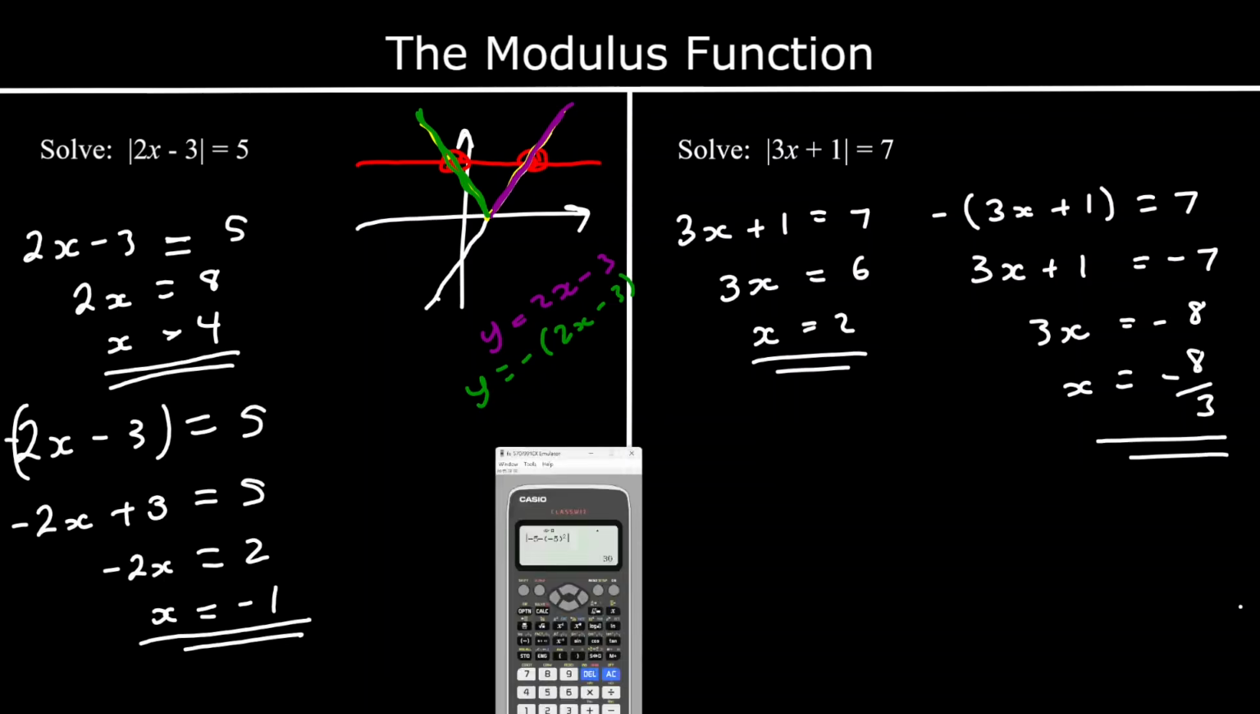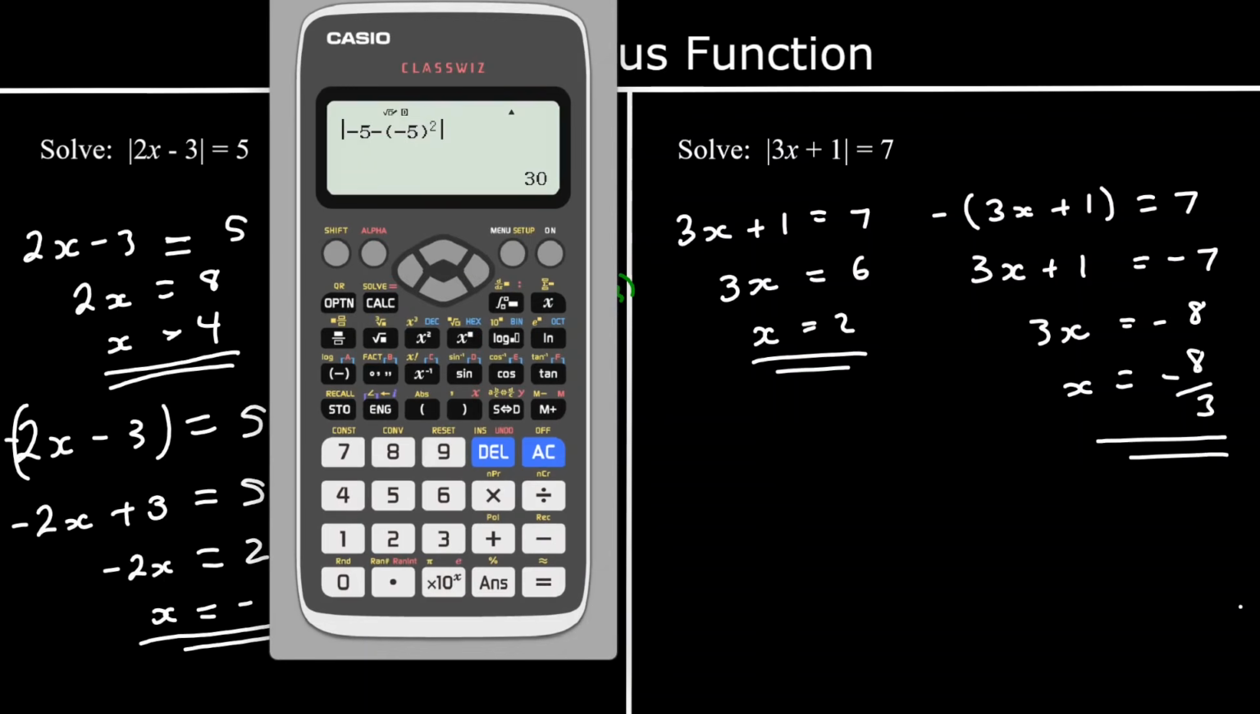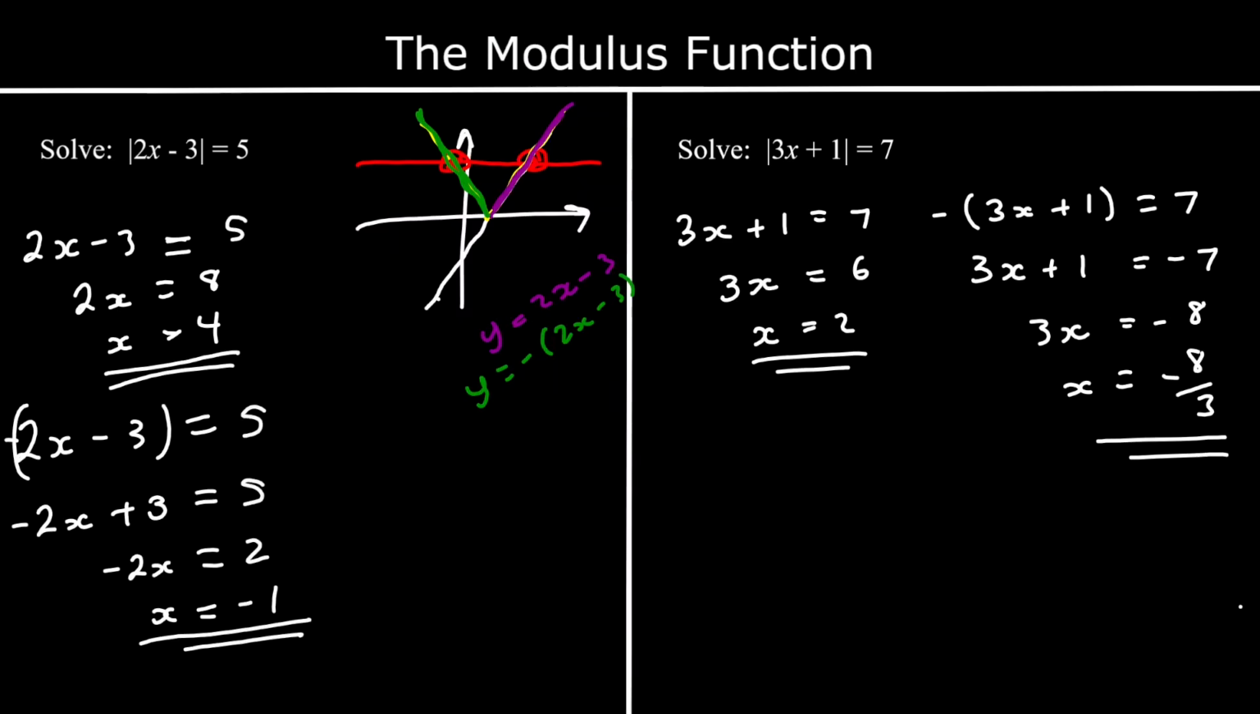And let's check them on the calculator. So let's have the absolute value, ABS, 3 times 2 plus 1, that's 7, and 3 times negative 8/3 plus 1, the modulus of that is also 7.